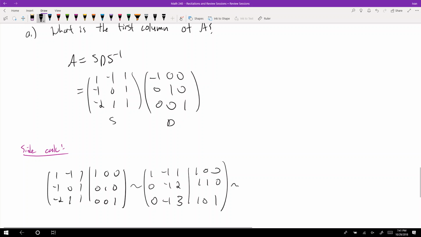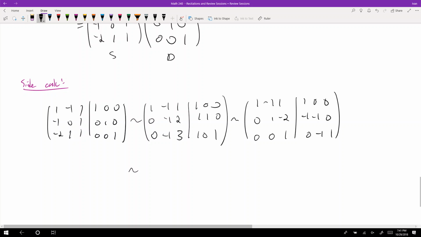All right, we'll keep reducing. 1, -1, 1. Let's flip this: 0, 1, -2. So this is -1, 0. And then on this bottom one, we'll end up with 0, 0, 1, and then 0, -1, 1. Okay, and then 1, -1, 1, 0, 1, -2, 0, 0, 1. Whoa, okay, wait, not that fast.